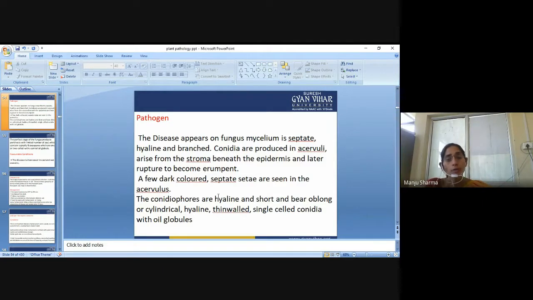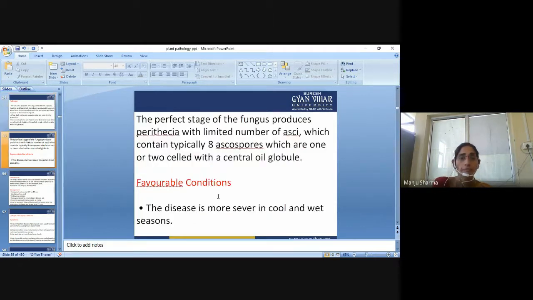The conidiophores are hyaline and short and bear oblong or cylindrical, hyaline, thin walled, single cell conidia with oil globules. The perfect stage of the fungus produces perithecia with a limited number of asci, which contain typically 8 ascospores, which are one or two cell with a central oil globule.